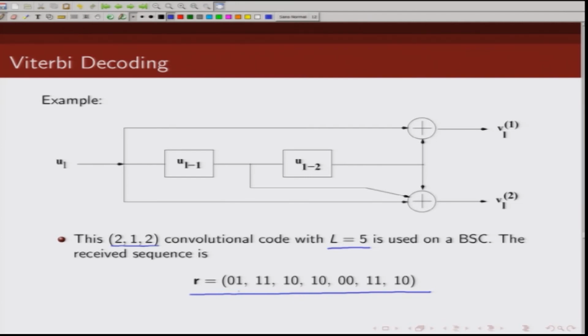This is the received sequence over the binary symmetric channel, and the question that we have to answer is, given this received sequence, we need to find out what is the transmitted code word or what is the transmitted information sequence.